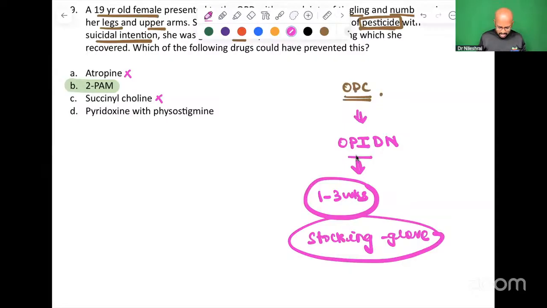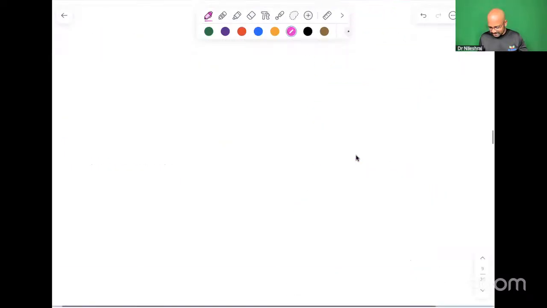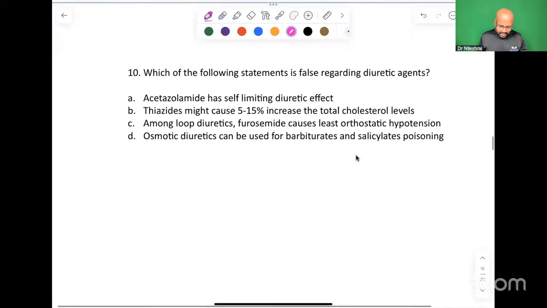respiratory failure. Pyridoxine with physostigmine is a useless combination, so don't worry about it. The answer for this question is option B. Pralidoxime is the answer for this question. Good. Okay, we'll move to the next question, guys.